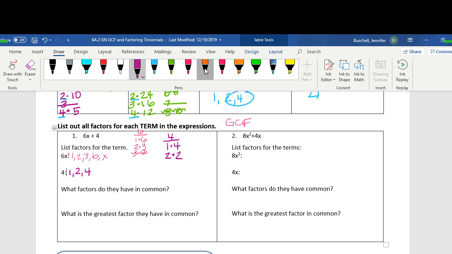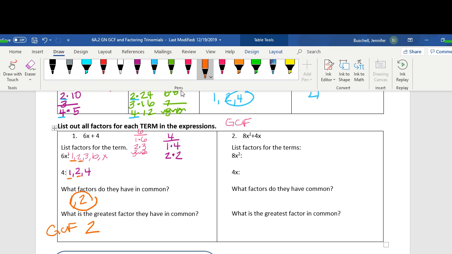So now let's list all the factors that are in common. So I have 1, we have 2, and that's it. Okay, and x's are not in common. So now I want to list the greatest. So is 1 or 2 greater? The 2 is greater. So my greatest common factor, my GCF of this expression is 2.